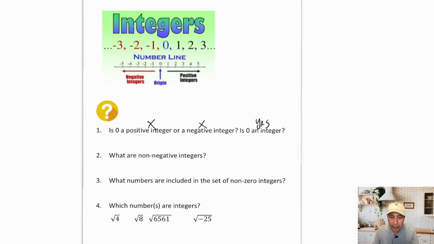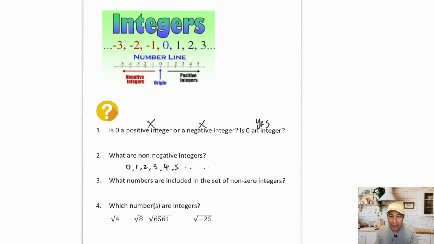Question 2: What are non-negative integers? We can use the number line. Non-negative, so we take away all the negative numbers. The numbers that remain are 0, 1, 2, 3, 4, 5, and so on. They are non-negative integers.